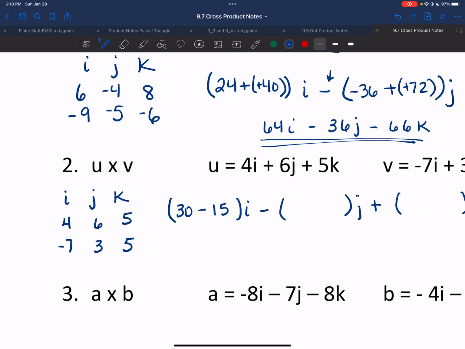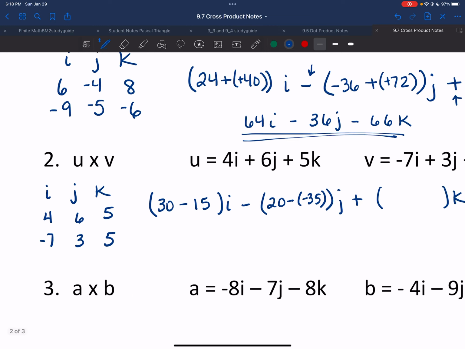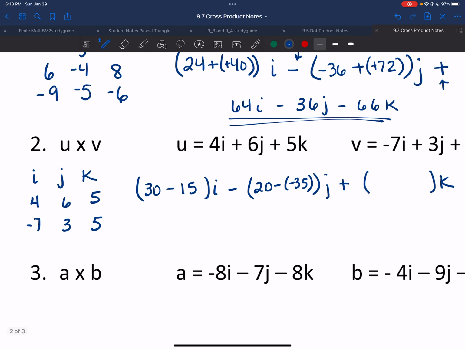And then my next grouping, j is off limits, so it's going to be 4 times 5 and -7 times 5. So 4 times 5 is 20 minus negative 7 times 5, which is negative 35. And then for k, this is off limits, so it's going to be these two crossed. And so 4 times 3 is 12 minus a negative 42.